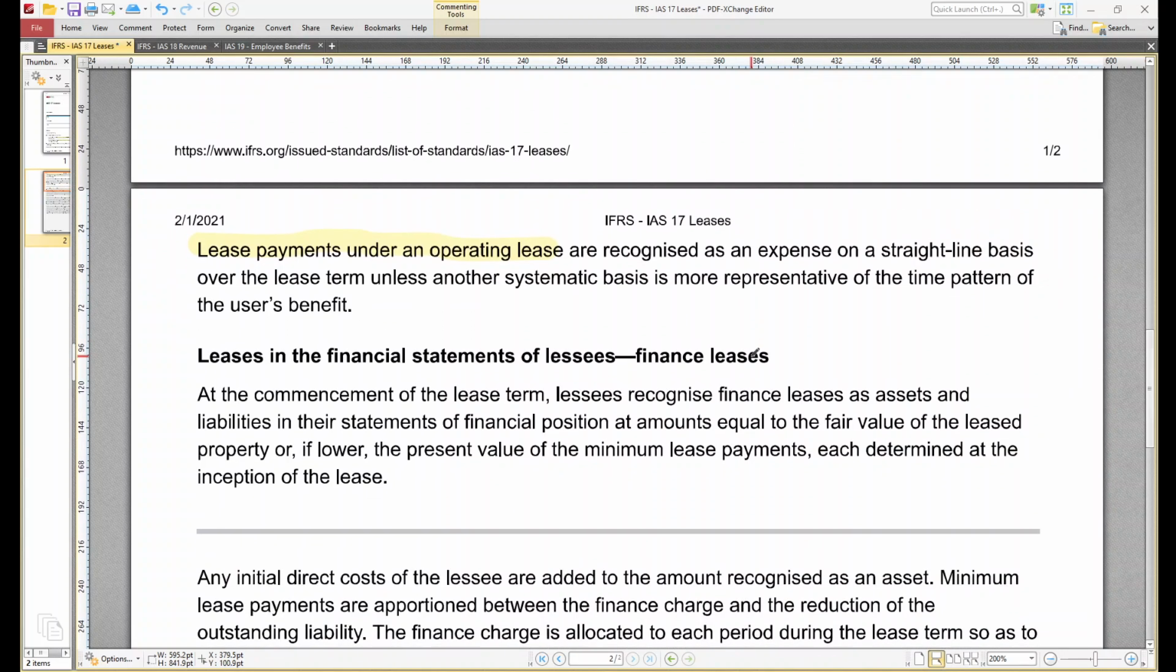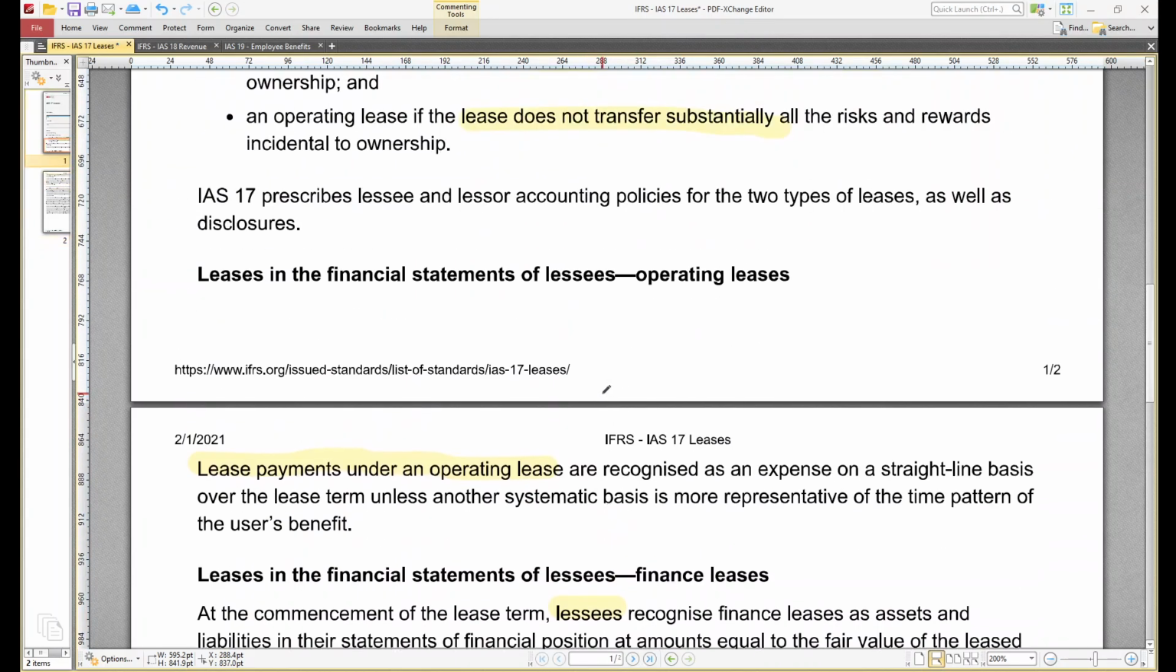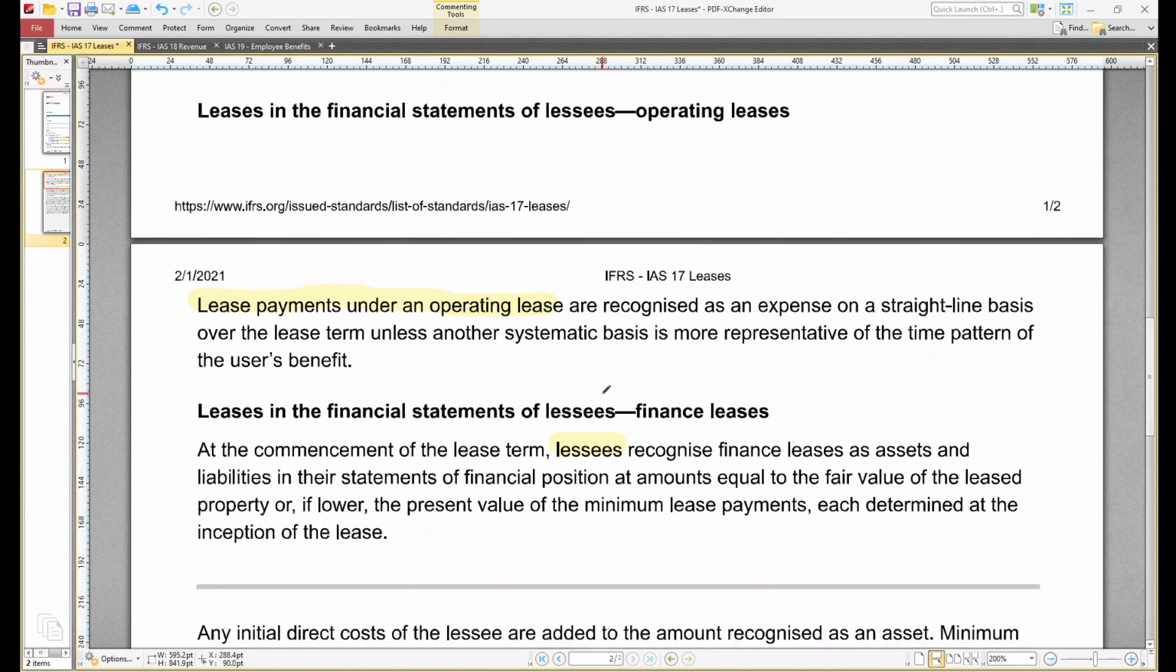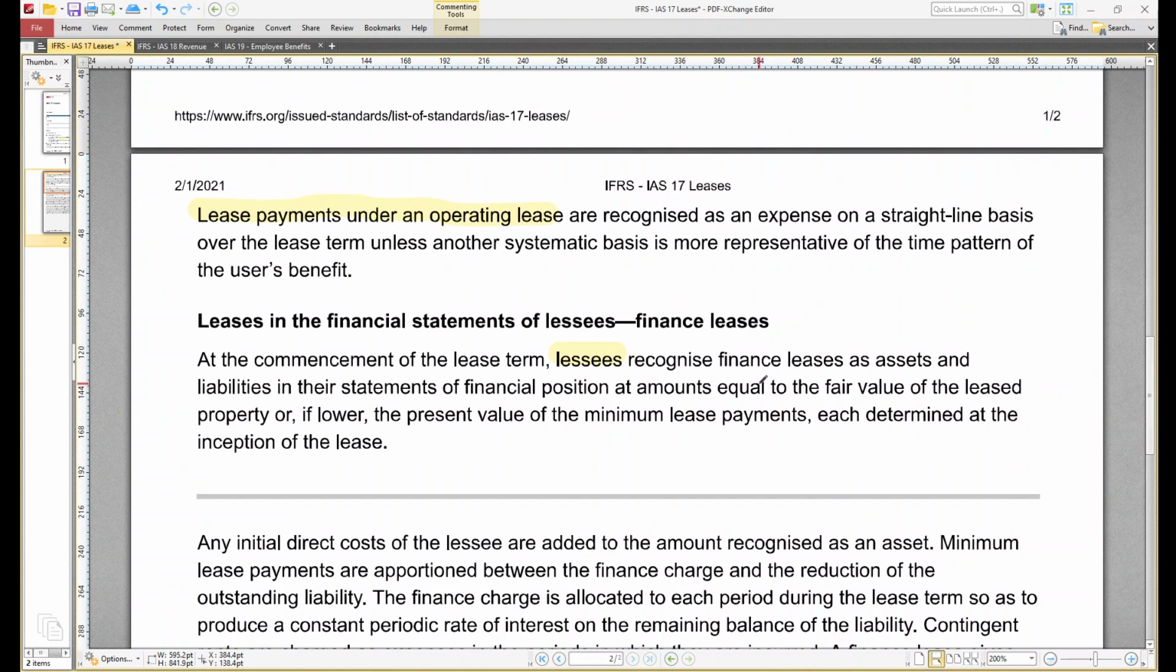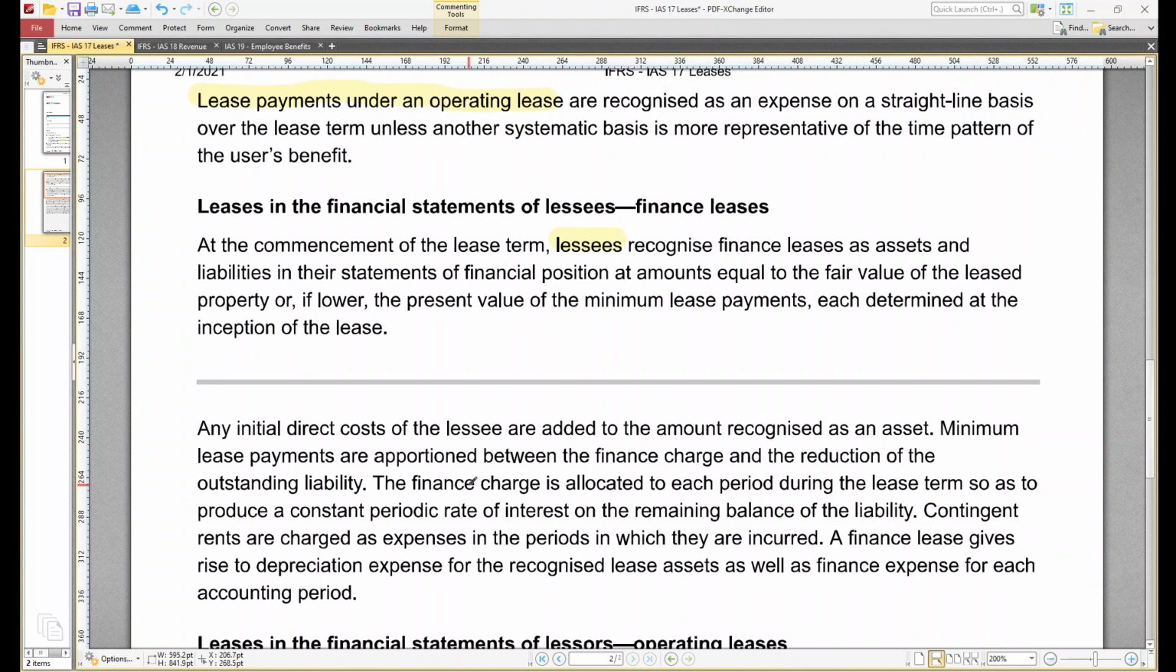And then, leases in the financial statements of lessees, finance leases. So, under the finance lease, at the commencement of the lease term, lessees, so sila yung nag-rent, recognize finance lease assets and liabilities in their statement of financial position kasi di ba nga, substantially, na-transfer na yung risk and rewards. At the amount equal to the fair value of the leased property or the present value of the minimum lease payment, whichever is lower, each determined at the inception of the lease.